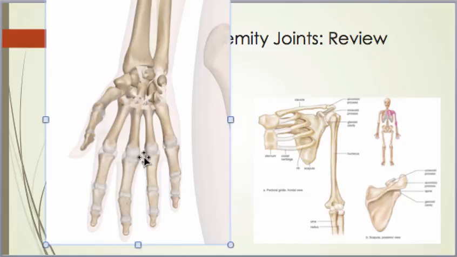Which type are those according to the book? Those are hinge joints, okay? 1 degree of freedom, flexion, extension, that's all. All right, and that occurs in which plane? That occurs in the sagittal plane.